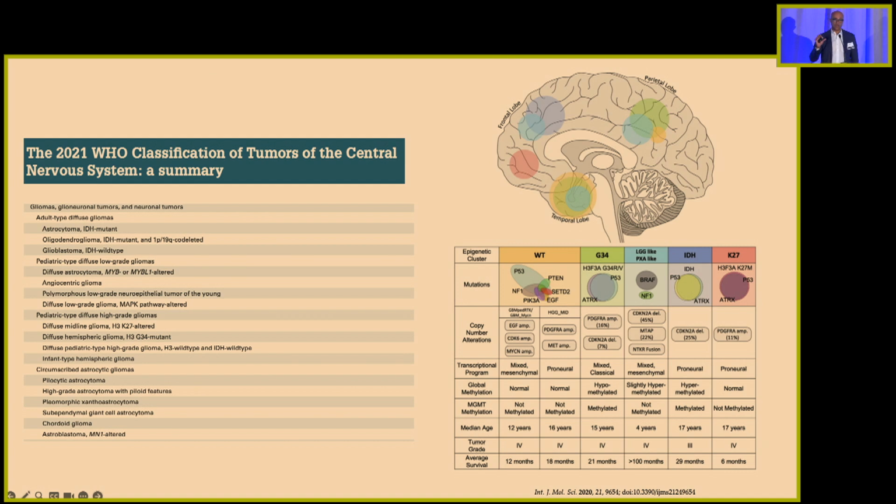But the multiple different mutational schema that we see in adult glioblastoma, that pathway to oncogenesis is quite different in our younger patients.